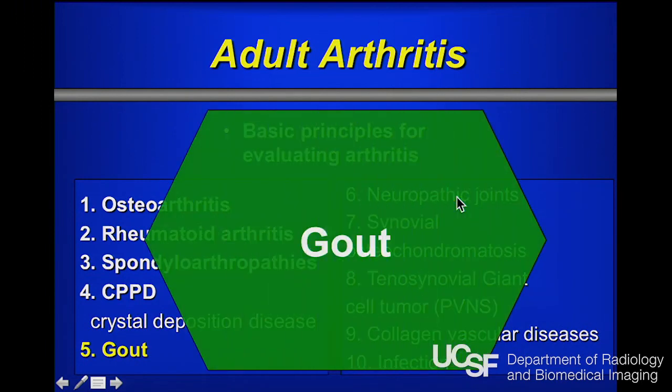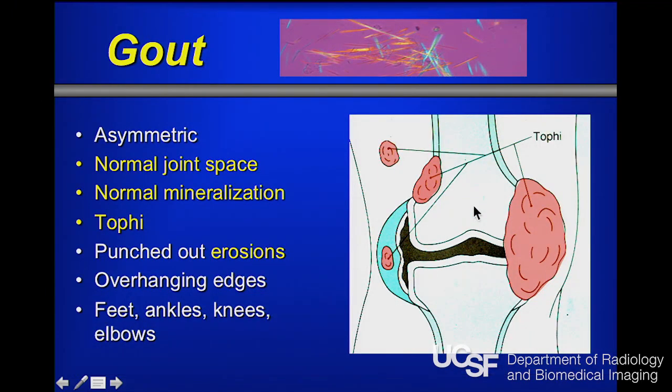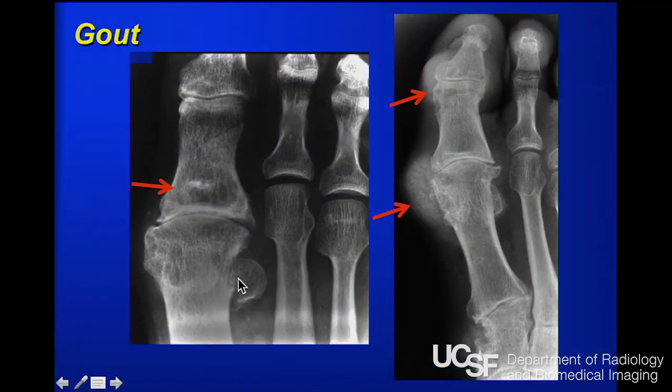Gout is a deposition disease of monosodium urate crystals, and it goes along with an asymmetric affection of the joints. Usually the joint spaces are normal. There's usually also normal mineralization. There may be tophi and punched out erosions, and I think this is nicely illustrated in these images where you have this intraosseous tophus with calcifications.